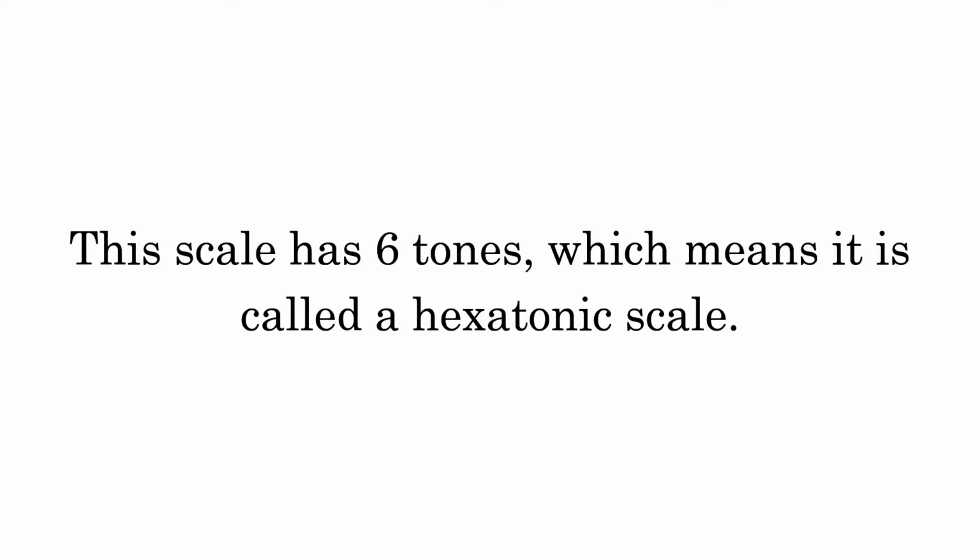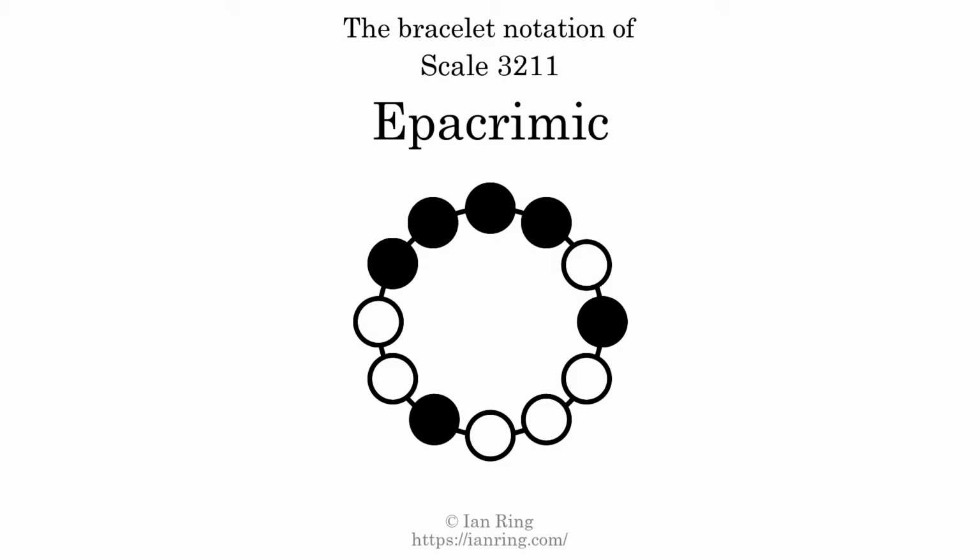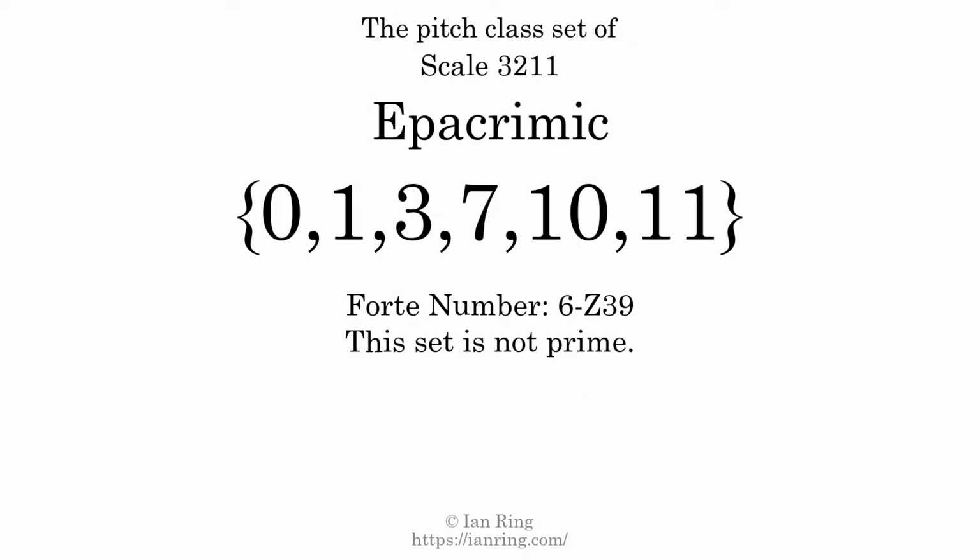This scale has 6 tones, which means it is called a hexatonic scale. This is a bracelet notation diagram of scale 3211. The shaded circles represent tones that appear in the scale, and they are read clockwise, starting at the top. The pitch class set for this scale is 0, 1, 3, 7, 10, 11. The forte class is 6Z39. This set is not prime.